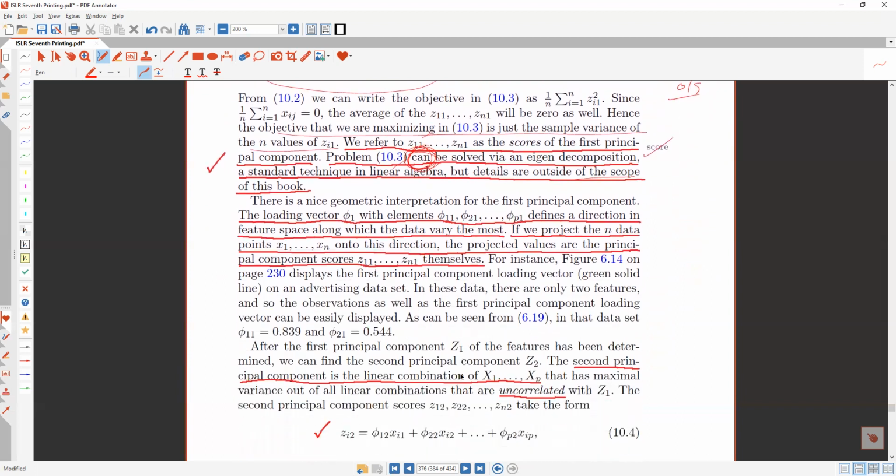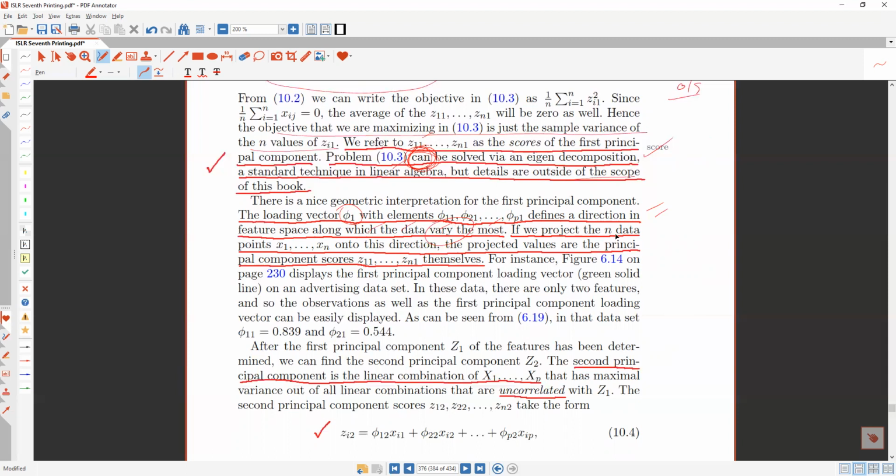I've talked about this geometric interpretation. We say that the first principal component, the loading vector, right? You're going to have a loading vector with the elements. Those are the different elements of the loading vector for the different observed variables. That defines a direction in the variable space, the feature space, along which the data vary the most. That's exactly what we just said, because the first principal component is going to maximize the variance. That's what this line is actually saying. It's maximizing the variance where they vary the most.